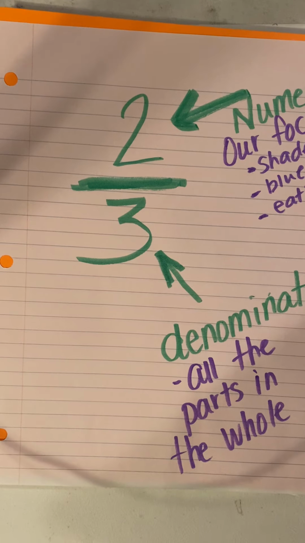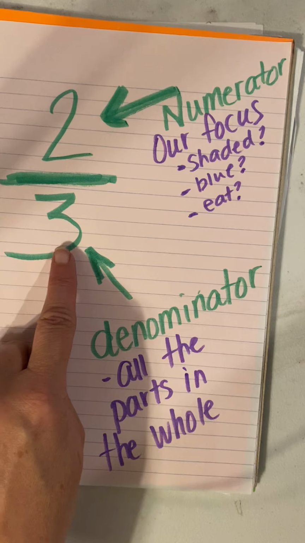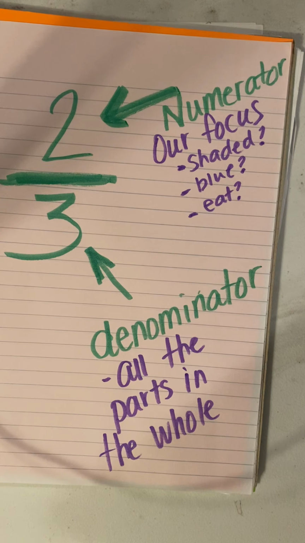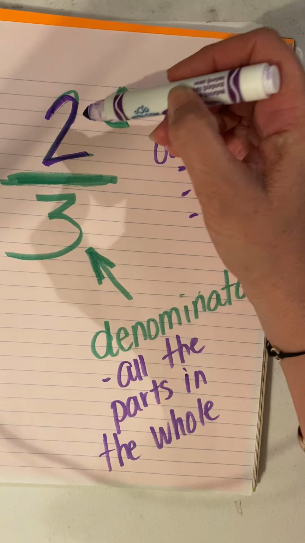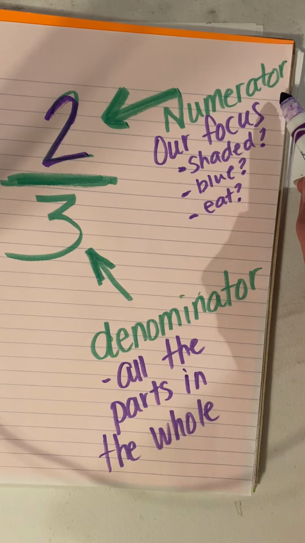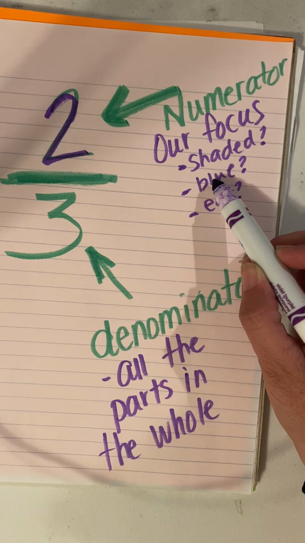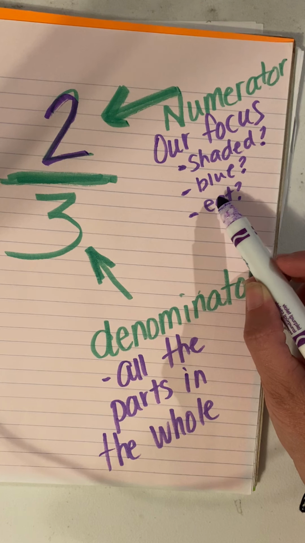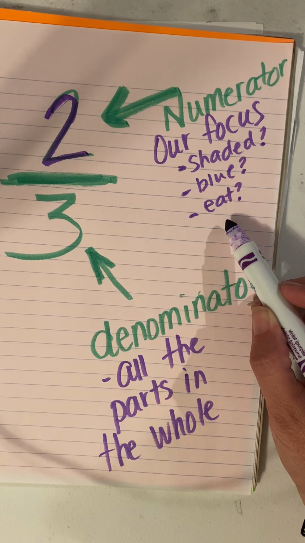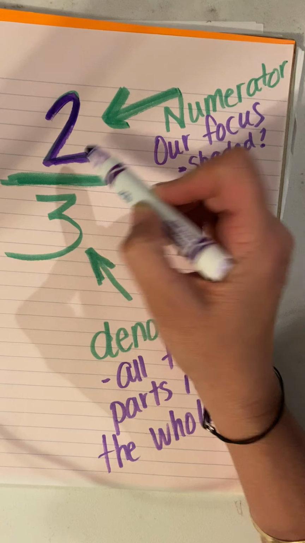When we write it, we actually have a number on top of a line. So what does that mean? The number on top is called a numerator. That's the language of a mathematician. A numerator means this is what we're going to focus on. How many parts of that are shaded? What fraction of that shape is blue? What fraction of that candy bar did you eat? It's our focus. The numerator is what are we talking about?